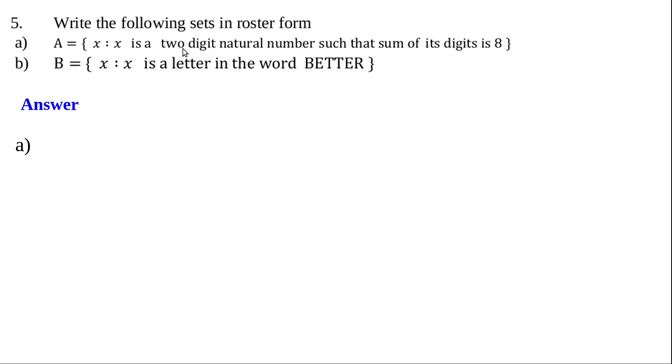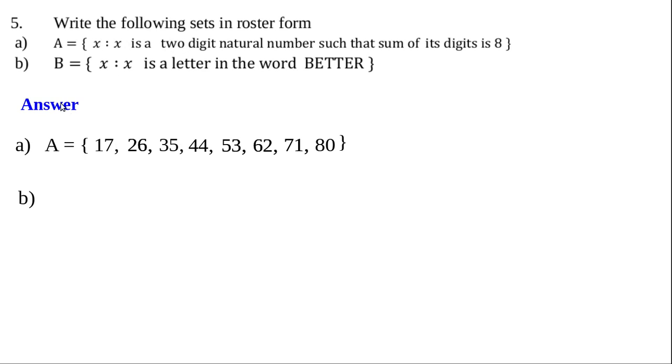Then which is the smallest 2-digit natural number satisfying this condition, that the sum of the digits is 8? That is very simple. It is 17. What is the next number? 26. Next 35. Next 44. Next 53. Next 62. Next 71. And the last 80. Okay. Then this is the roster form represented in this set.